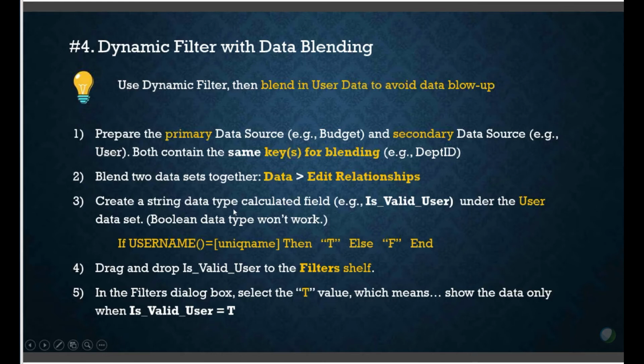And you need to create one calculated field, say it's Value User, with this formula: if username equals unique name, then true, else false. And this formula is different from our previous one, because the previous one is Boolean data type and it won't work for this solution. Then you put this calculated field in the filter shelf, and it will do the filtering for you.